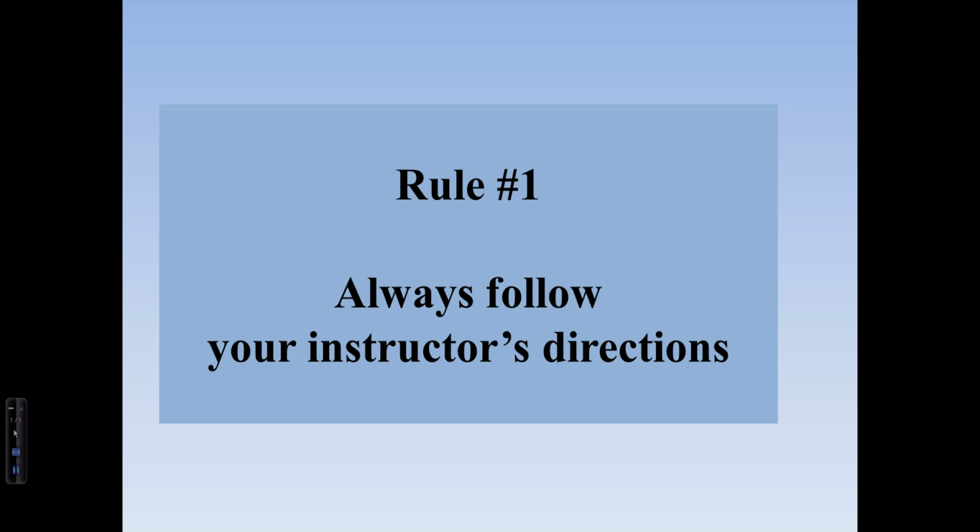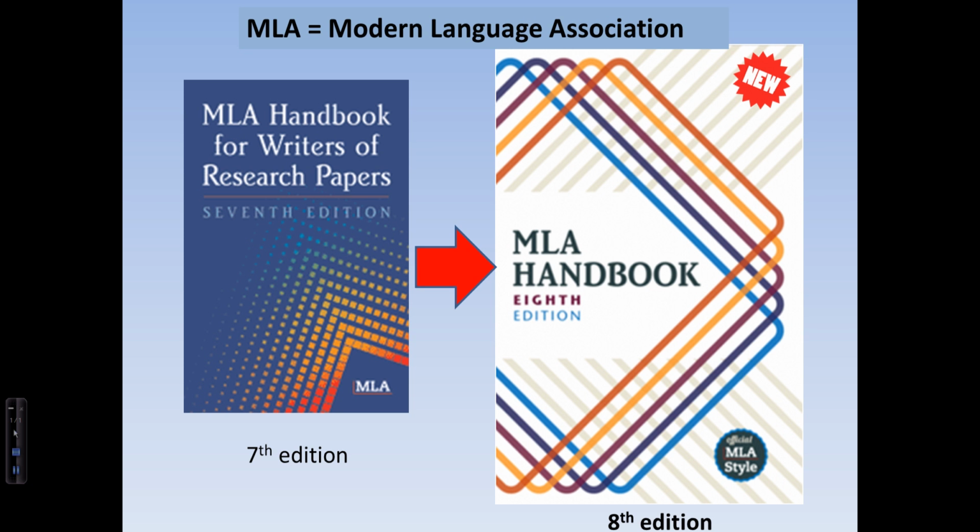Citation styles have a lot of rules, but the number one rule is to always follow your instructor's directions, even if they differ from the formats given here. There are many different types of citation styles. MLA and APA are the two most common ones, and we'll only focus on MLA here. MLA stands for the Modern Language Association, and among other things, they publish the MLA Handbook. You may be familiar with the MLA book cover on the left, which is the 7th edition. The book cover on the right is the 8th edition, released in April 2016, and we'll be using that today.